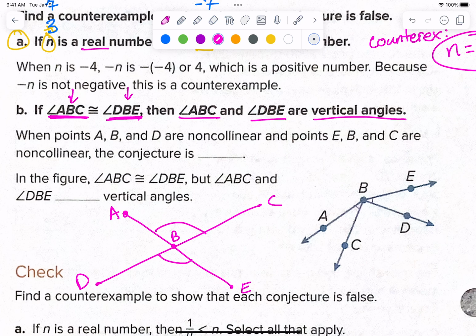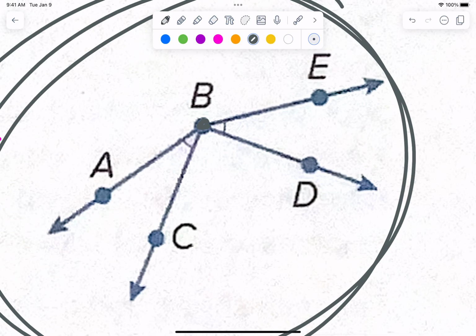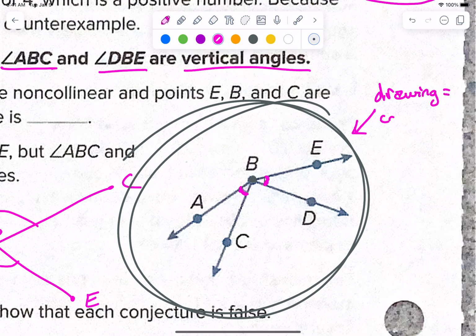Could those angles be set up so that they are this equal measure, but they're not vertical angles? Yes. Like this, right here. They share B, but we're talking about this angle here and this angle here. Are those two angles the same measure? Yes. Are they vertical angles? No. So in this case, my counterexample is this drawing. My drawing equals my counterexample. All you have to do is be able to draw or write or give a value that proves it false. Got it? It's something that makes it not true.